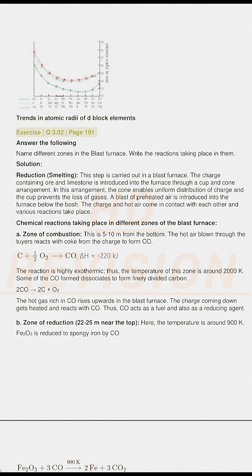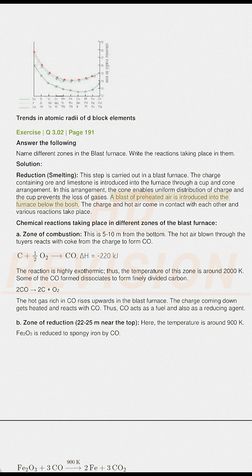Exercise Q3.02, page 191. Answer the following. Name different zones in the blast furnace. Write the reactions taking place in them. Solution. Reduction, smelting. This step is carried out in a blast furnace. The charge containing ore and limestone is introduced into the furnace through a cup and cone arrangement. In this arrangement, the cone enables uniform distribution of charge and the cup prevents the loss of gases.